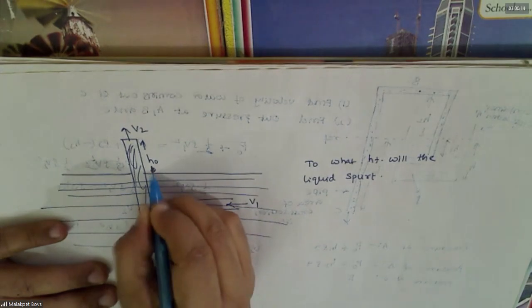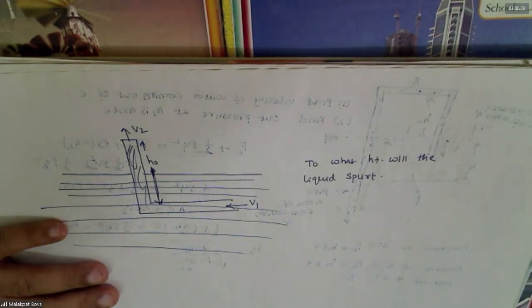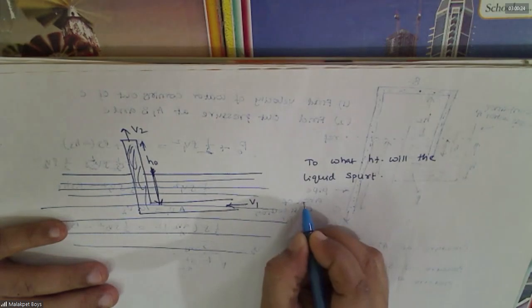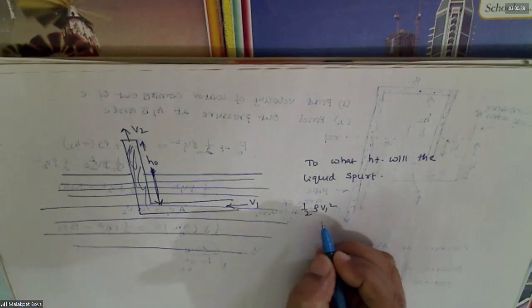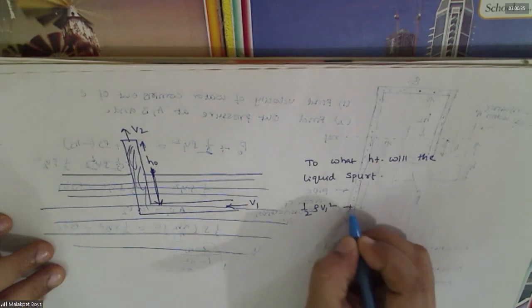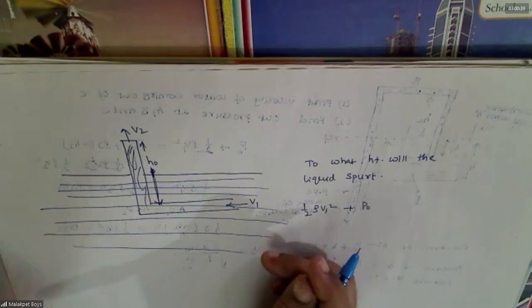See, this is from this side, not at the surface. Understood this? Now you can apply Bernoulli's theorem, no? At here, what you have? Half rho V1 squared. Pressure is atmospheric pressure plus rho g h.